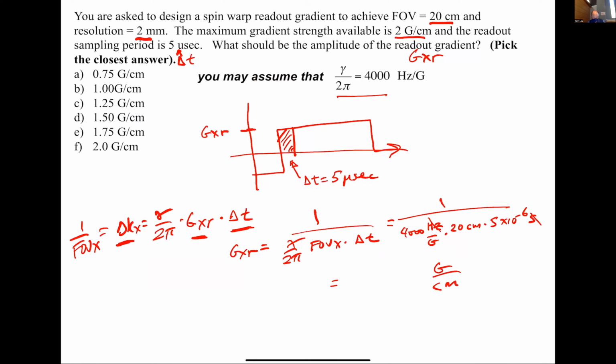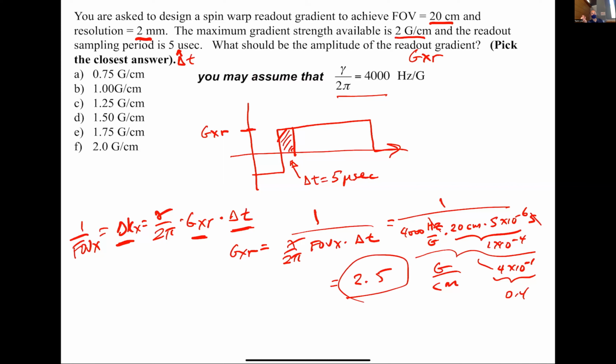Now we just have to do some math. 20 times 5 is 100, times 10 to the minus 6, which is 1 times 10 to the minus 4. And then 4,000 times that gives me 4 times 10 to the minus 1, so 0.4. So 1 over 0.4 is 2.5. Actually, the required gradient is more than we can have.